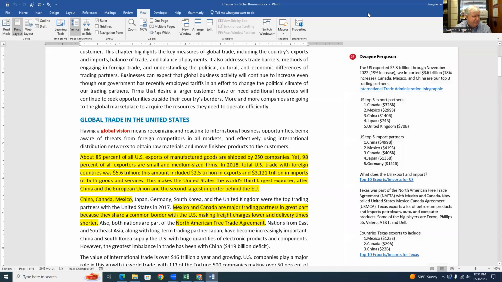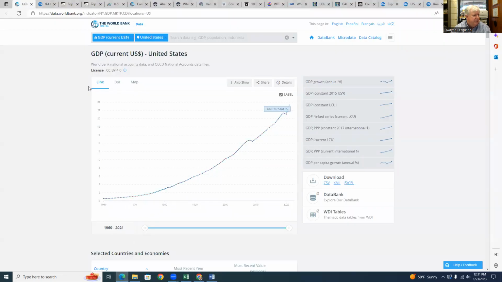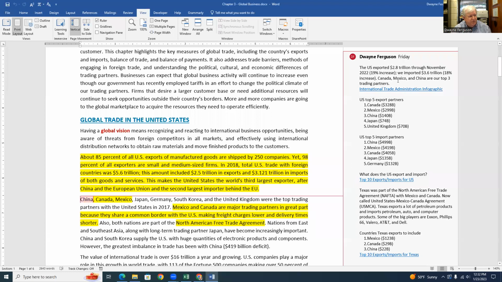So anyway, I've got a graphic here. Here's our GDP, which we covered in another chapter, $23 trillion in GDP. But out of that, 28% of our GDP is being created by exports, or a little over a quarter of it. That's very interesting. Exports are a really important part of our economy.